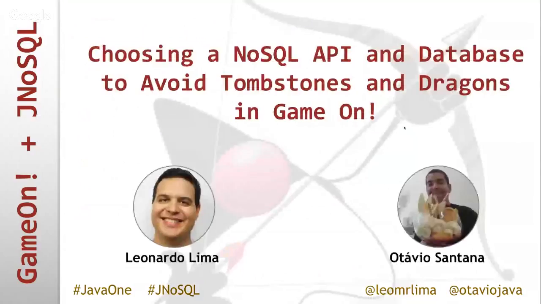So the title of the talk is Choosing a NoSQL API and Database to Avoid Tombstones and Dragons in Game On. We're going to talk about the use case and how we use JNoSQL to solve the problem. Otavio is here with me, and also Kate, who isn't here with us today, but she presented with us at JavaOne 2017, the last JavaOne there was.